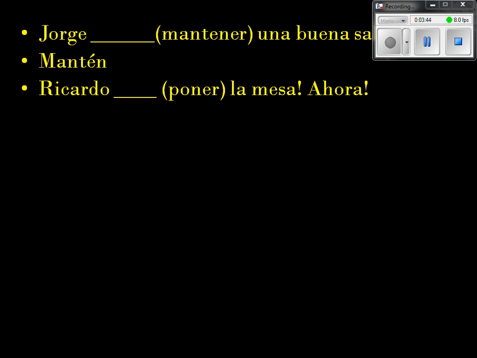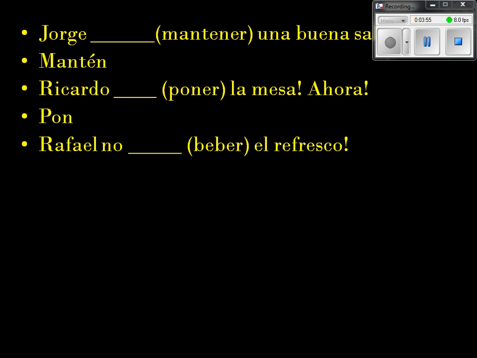Number 7. Ricardo blank la mesa ahora. This one is pon because poner is also an irregular verb in the positive tú commands. Number 8. Rafael no blank el refresco. This one is bebas because in the negative tú commands you need to put beber in the yo form, get rid of the o, and put as on the end because it's an ER verb. Number 9. Me blank la verdad.